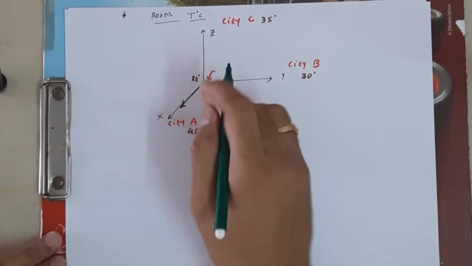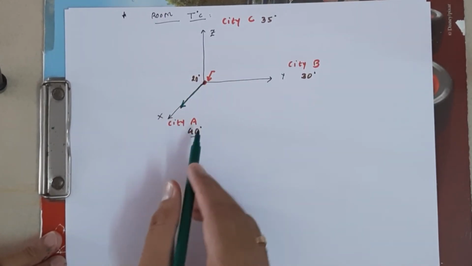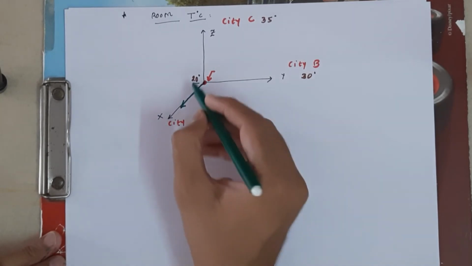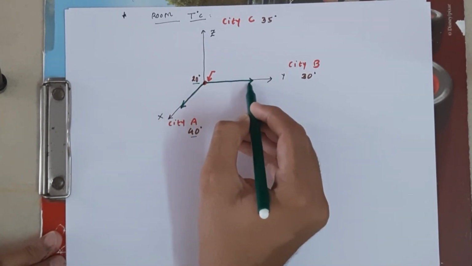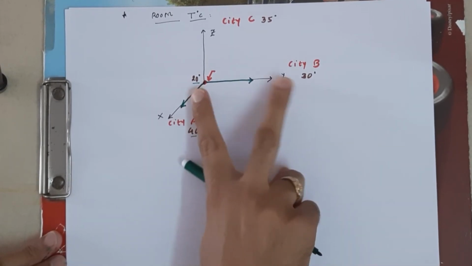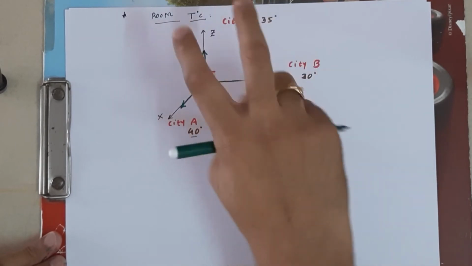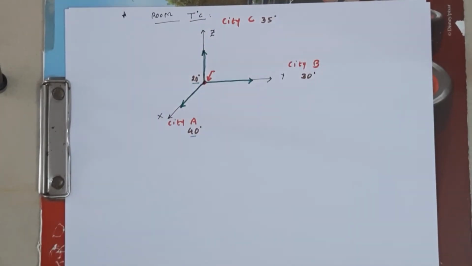Now how much has the temperature changed in the x direction? The temperature change in the x direction is the difference between these two, so 20 degrees Celsius. How much in the y direction? The difference between these two, 10 degrees Celsius. How much in the z direction? The difference between these two, 15 degrees Celsius. That means how much your scalar quantity has changed in x, y and z direction, so it is known as gradient.